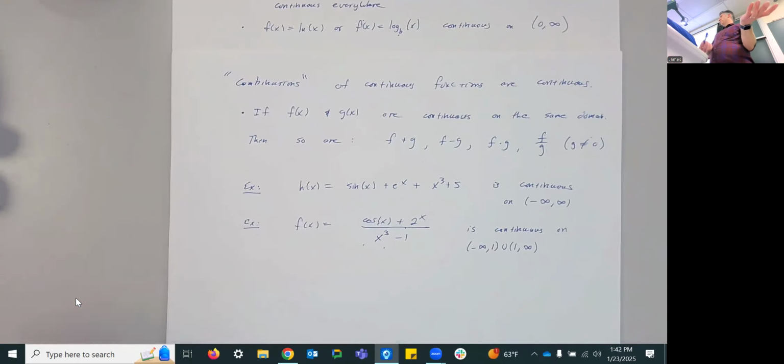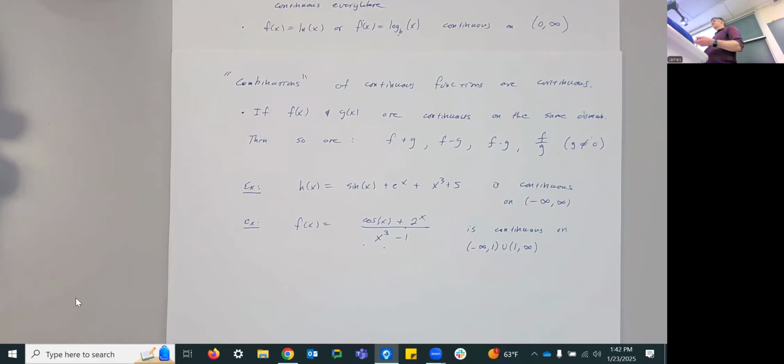So I'll say it again with feeling. Most functions are continuous on their domains, meaning as long as they're defined, they're continuous. The usual exception to this are piecewise functions. Those are the majority of our examples of functions that are going to be discontinuous.